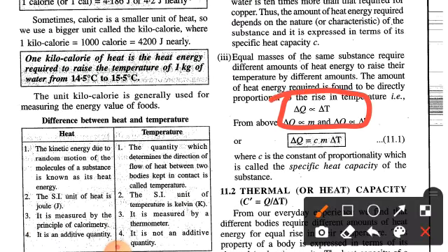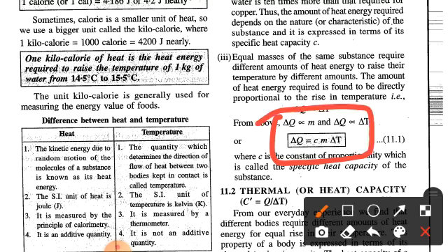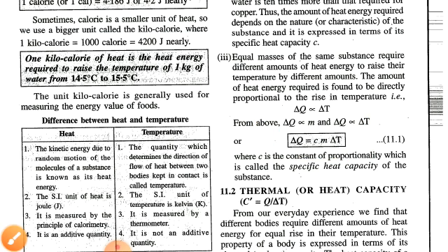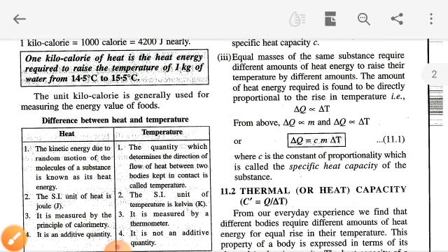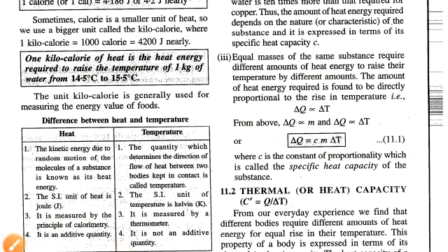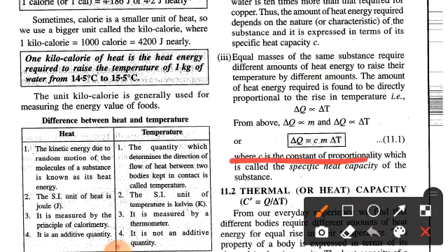So from both those relations, if we combine them together, how much will we get? We will get delta Q equals C times M delta T, or you can also say that delta Q equals MC delta T, where C is the specific heat capacity, M is the mass of the substance, and delta T is the rise in temperature. Clear? You can see here C is the constant of proportionality, which is also called the specific heat capacity of the substance. I hope it is clear.